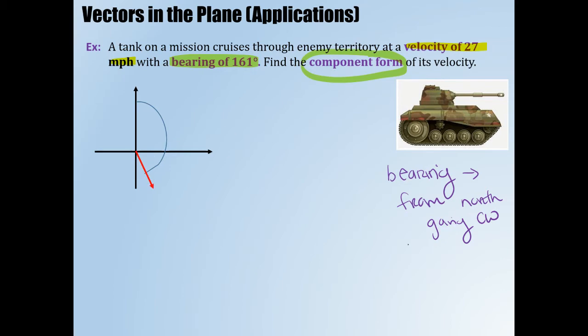Can you find theta? Absolutely. We know different pieces of this. If I can figure out what this part is, then I've got theta, the angle in standard position. This is going to be a negative angle. We know that this part is 90, so I can just say 161 minus 90 to get this, and I'm going to get negative 71 degrees.